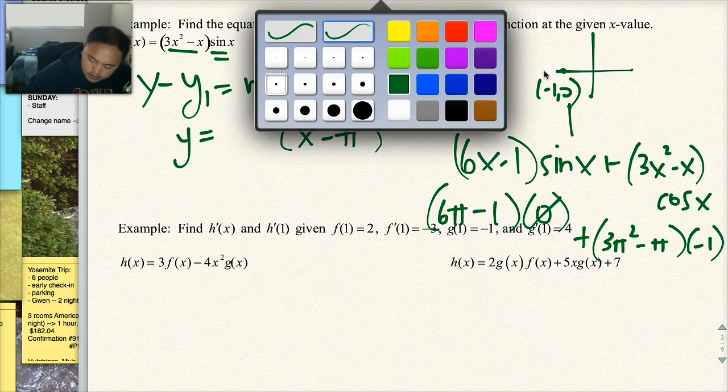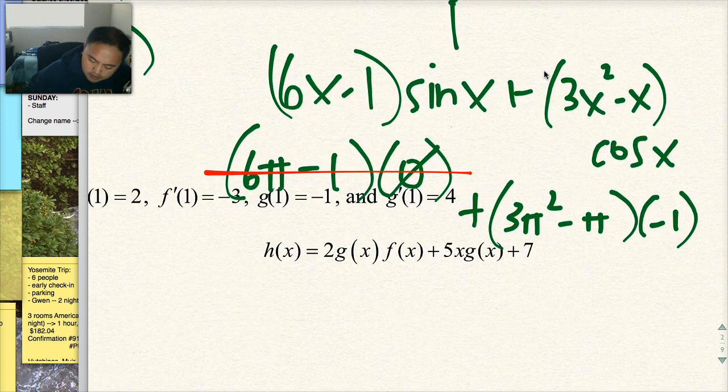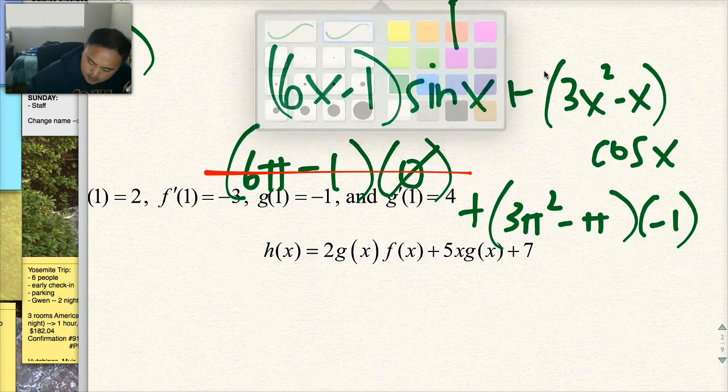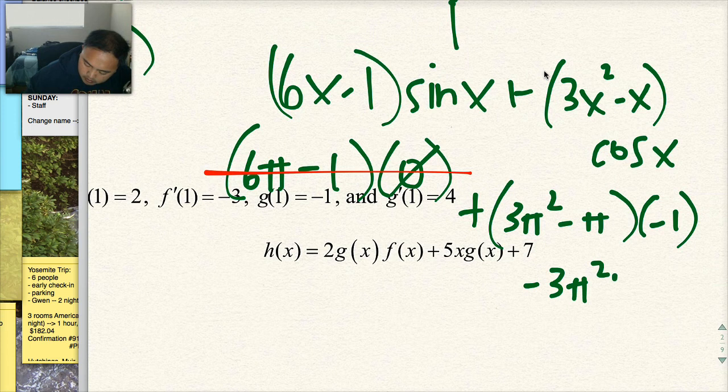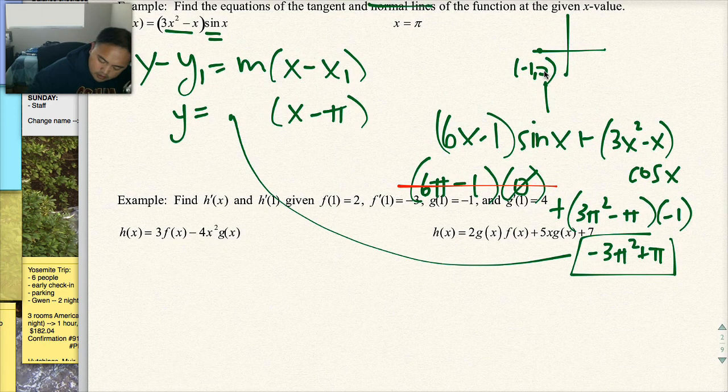So if I do this correctly, this part goes away because I'm multiplying by 0. And this part, if I distribute the minus, I'm going to get -3π² + π, and that cannot be simplified. This is my slope. That goes into here, and that is my answer: y = (-3π² + π)(x - π).